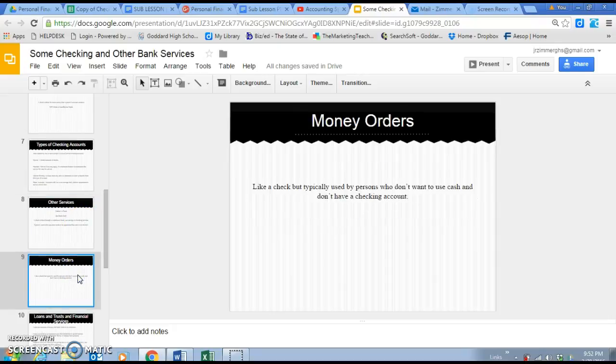The next thing is a money order. This is like a check, but typically used by persons who don't want to use cash and don't have a checking account. You can do a money order where you just give whoever, like the old commercials used to be Western Union, you could give them money and they would send that money directly to whoever needed it. Not a typical way to share money, but people still do it sometimes today, and a lot of your infomercials will accept money orders. So if that's something you want to use, you can.